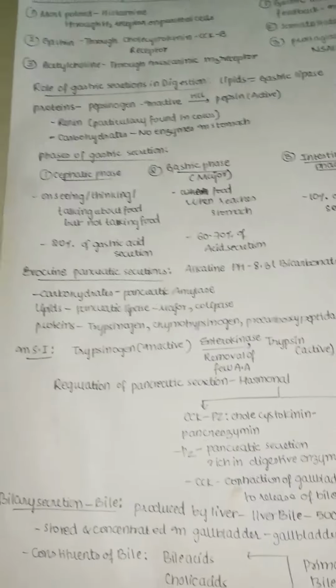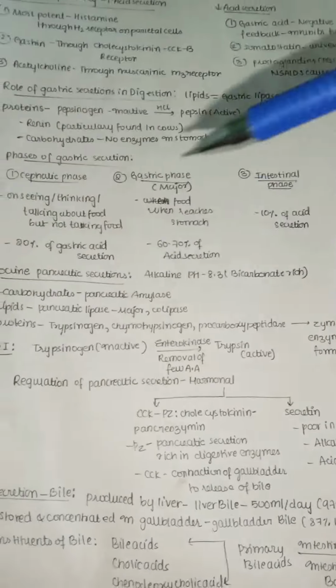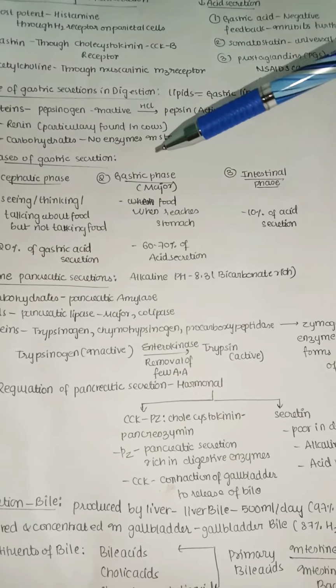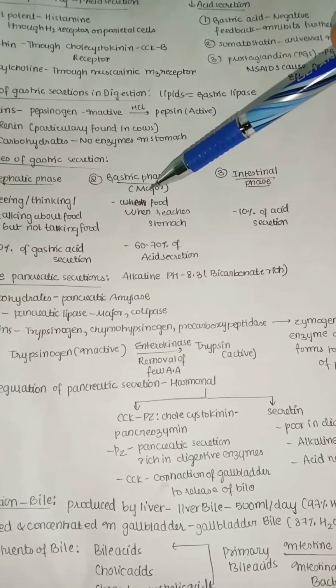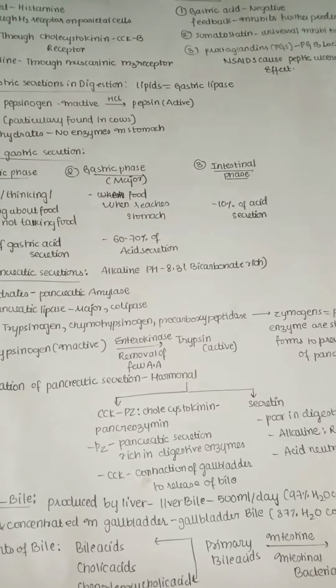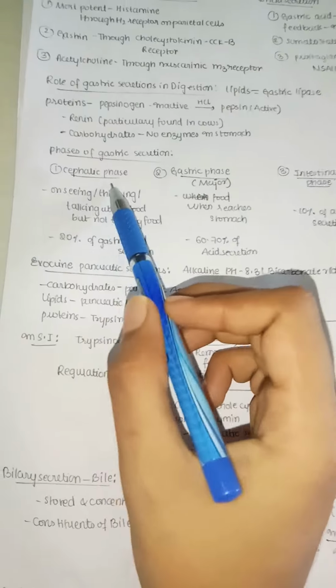In the stomach there is no digestion for carbohydrates. But there are some interesting phases going on in gastric secretion. What are those? First one is the cephalic phase, second one is the gastric phase, which is the major phase, and the third one is the intestinal phase.